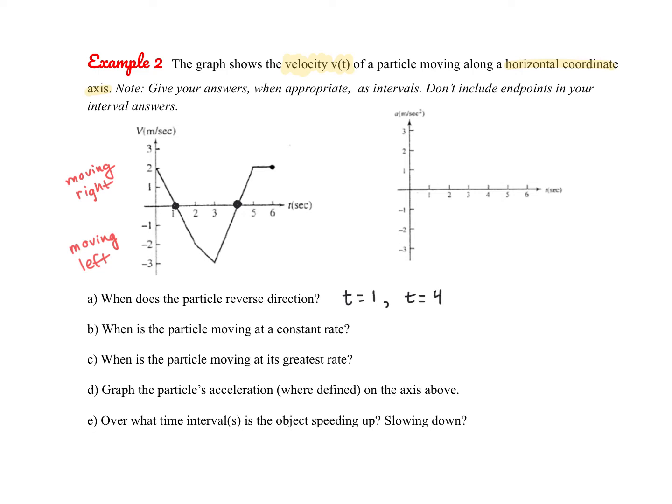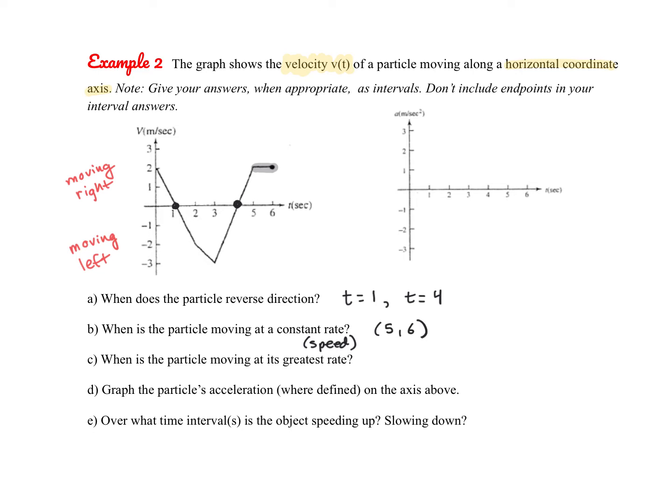All right, part B asks us to describe when our particle is moving at a constant rate, which means simply a constant speed. So it's going to be a constant rate when our velocity is no longer changing. That's going to be when the slope of our velocity function is equal to 0. That's going to happen between 5 and 6 seconds.